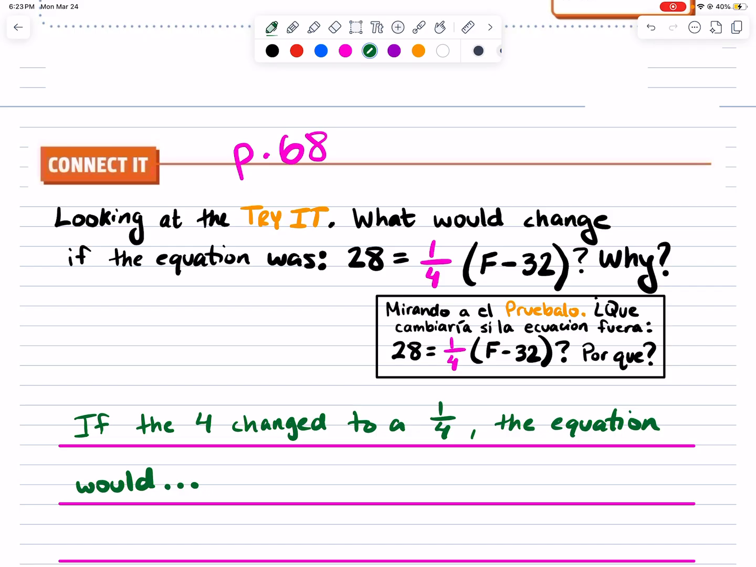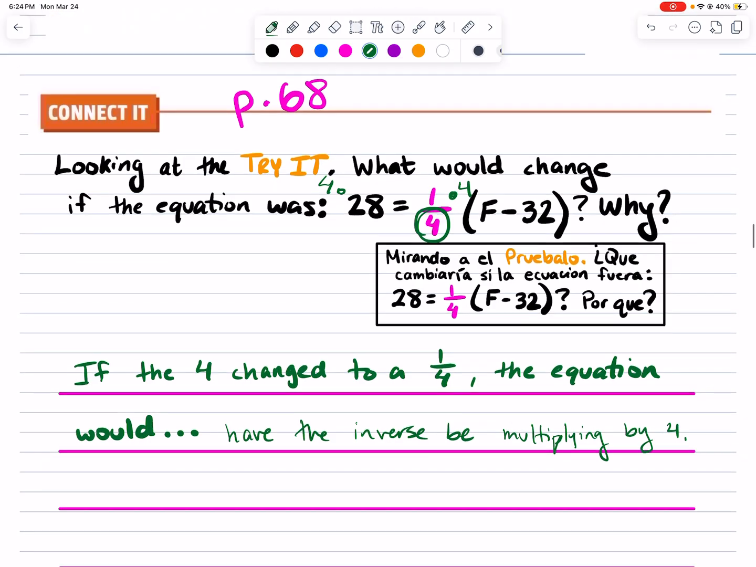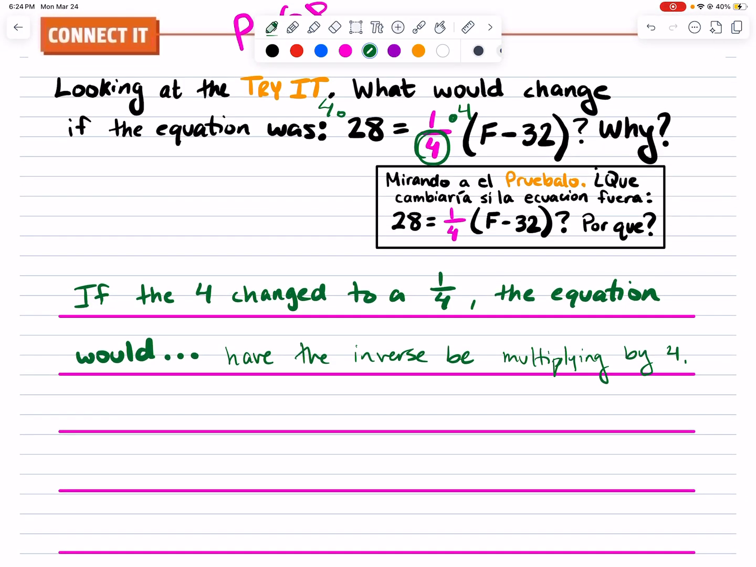All right, let's go. So we have 28 equals 1/4 F minus 32. So it would have the inverse be multiplying by 4. In the other one, we were dividing by 4, but notice this is a fraction. You're already dividing, so that means that you do the opposite, times 4. You're going to do times 4. Have the inverse be multiplied by 4.